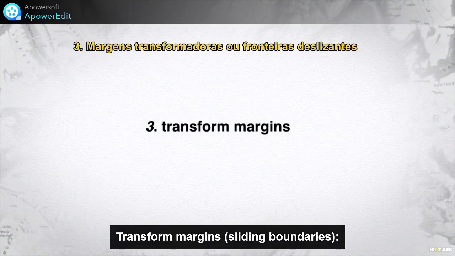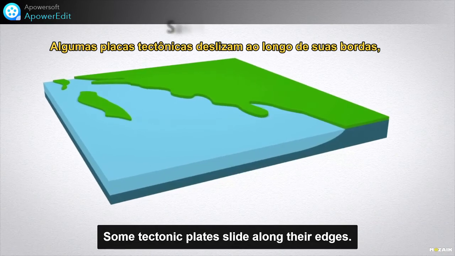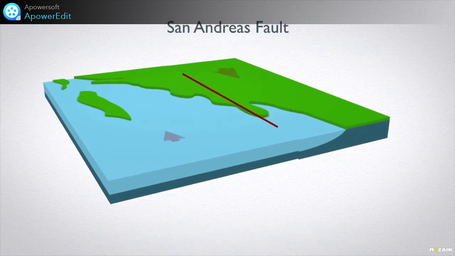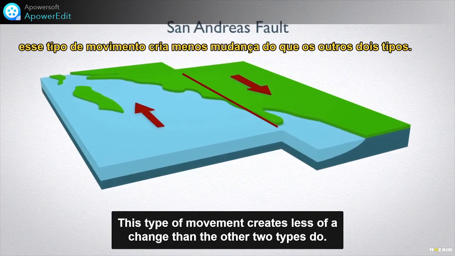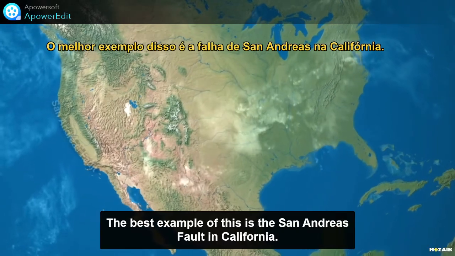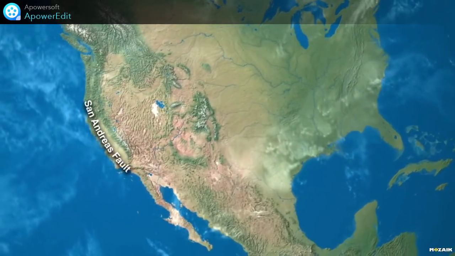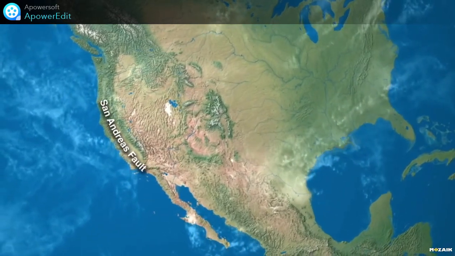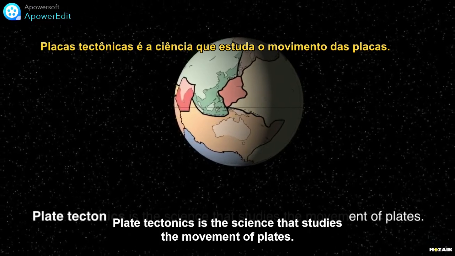Transform margins, or sliding boundaries. Some tectonic plates slide along their edges. This type of movement creates less of a change than the other two types do. The best example of this is the San Andreas Fault in California. Plate tectonics is the science that studies the movement of plates.